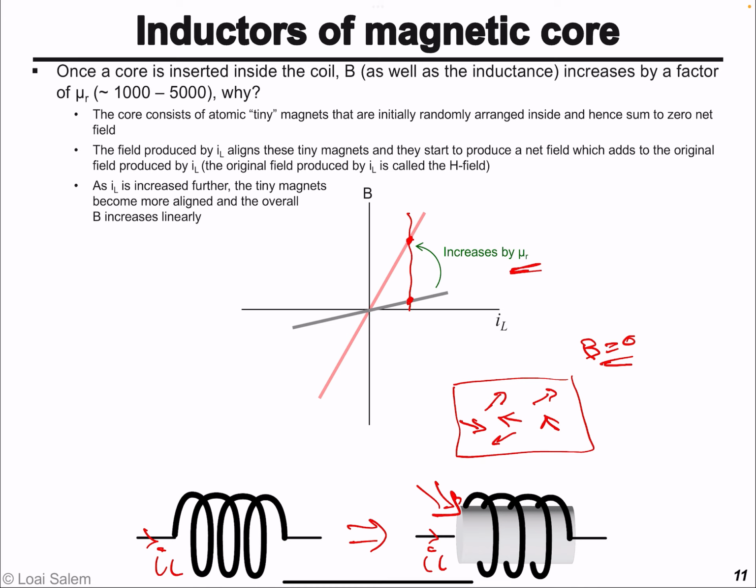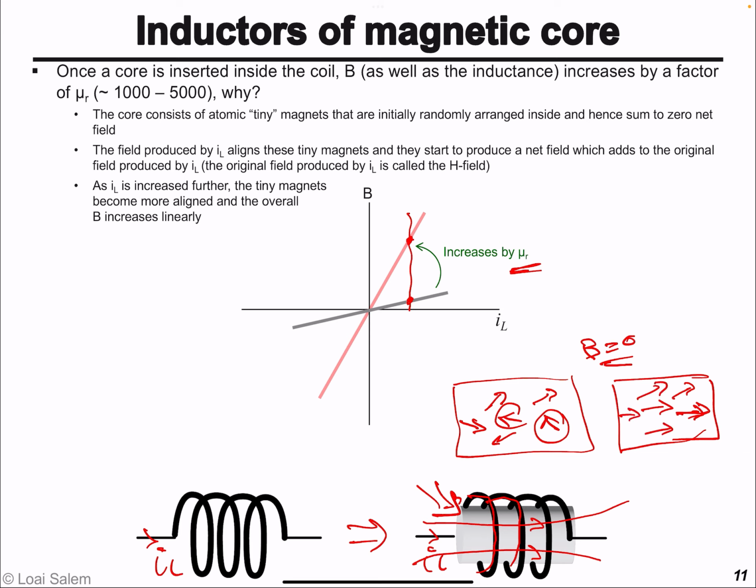Now, when you start to apply current, the copper coil will produce a magnetic field. Essentially, this magnetic field will start to align the tiny magnets inside this core. It will bring this tiny magnet from left to right, and this one into this direction, and so on. So it starts to align the magnets in the same direction, and these tiny magnets inside the core material are going to produce a net field.